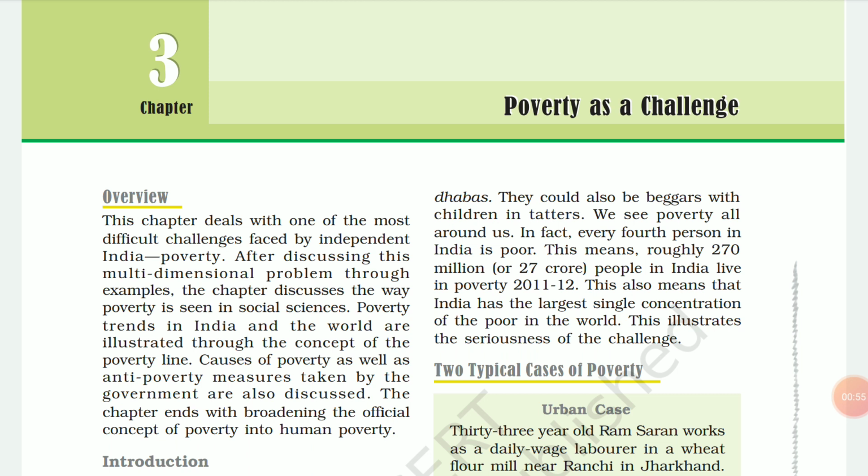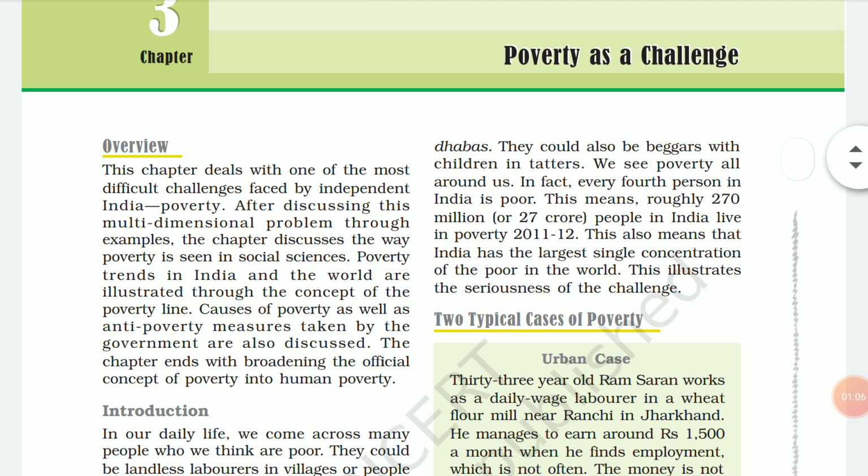Now let us see the overview. This chapter deals with one of the most difficult challenges faced by independent India, poverty. After discussing this multidimensional problem through examples, the chapter discusses the way poverty is seen in social science. Poverty trends in India and the world are illustrated through the concept of the poverty line. Causes of poverty as well as anti-poverty measures taken by the government are also discussed. The chapter ends with broadening the official concept of poverty into human poverty.